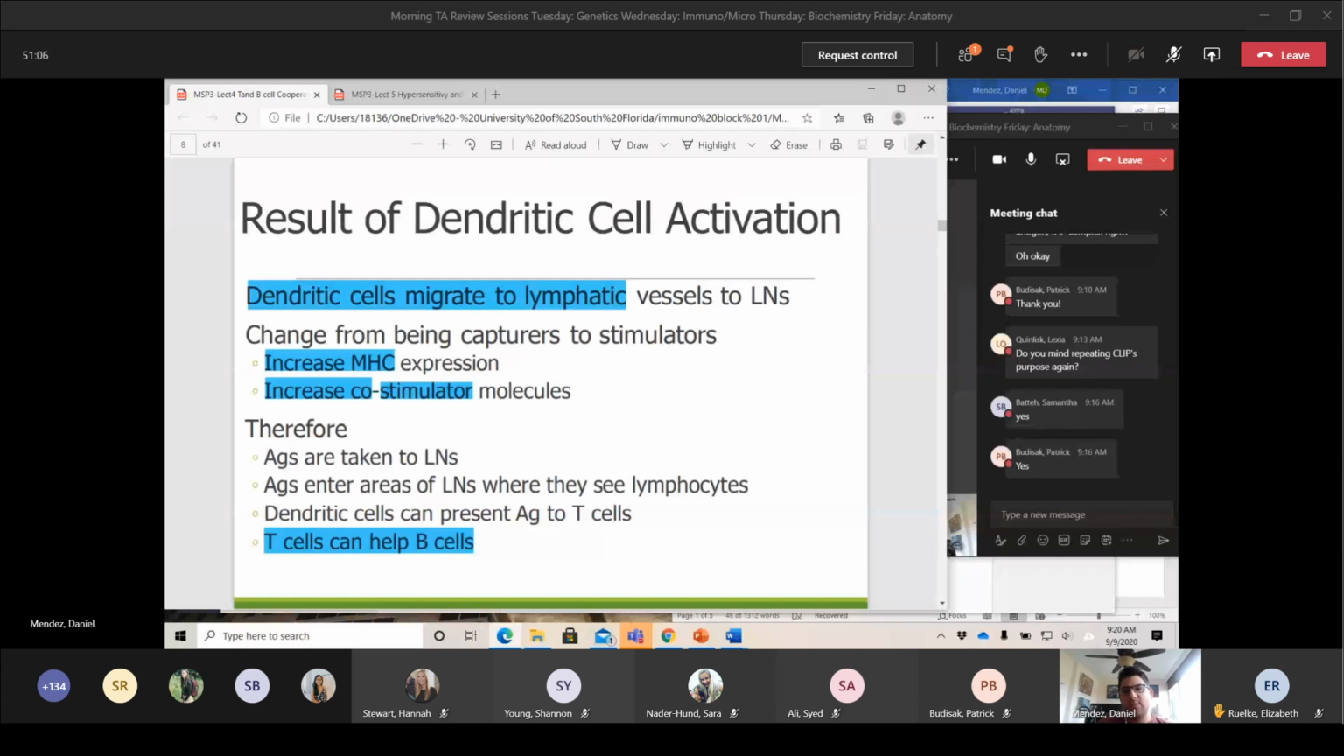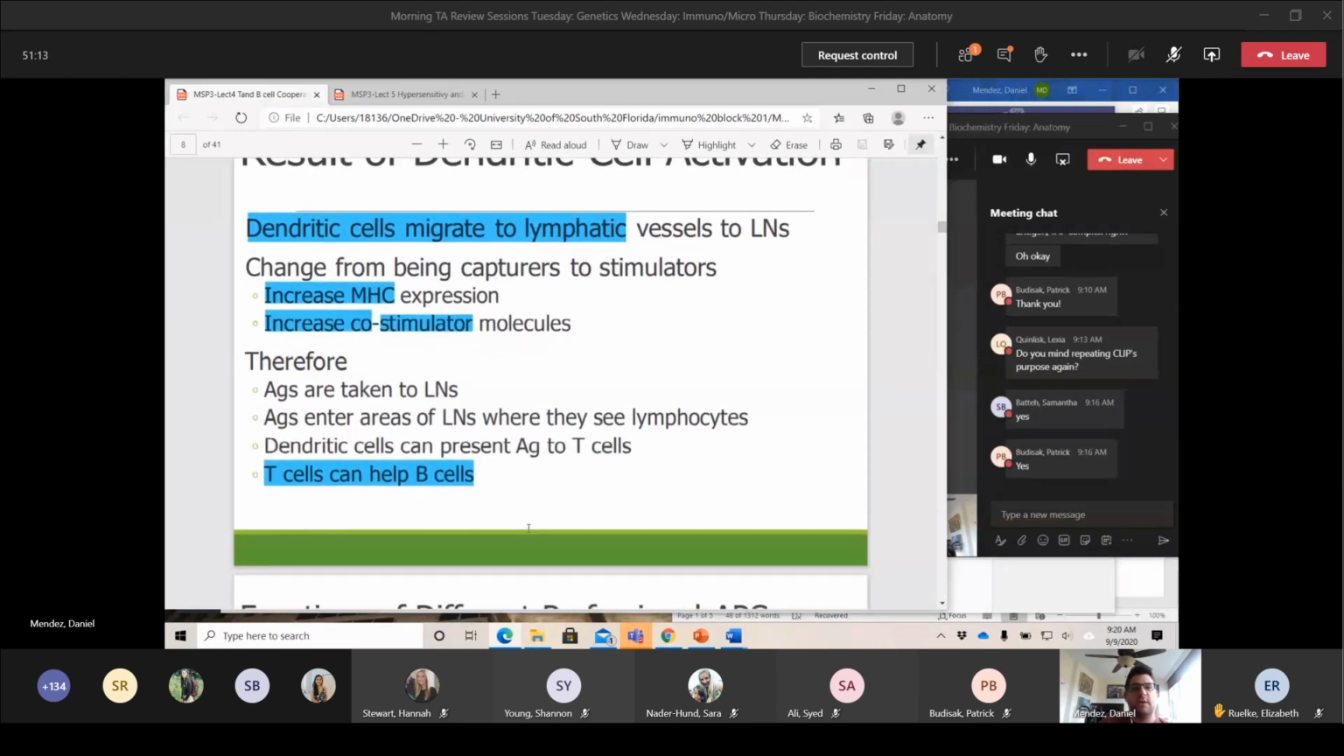So T cells can help B cells. We know that because T cells are important for class switching and to allow different isotypes of immunoglobulin.